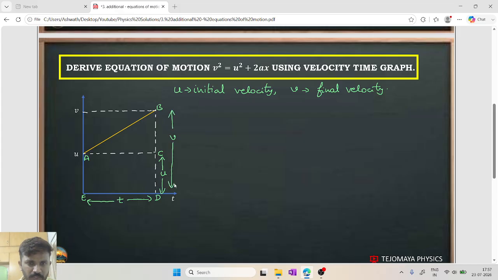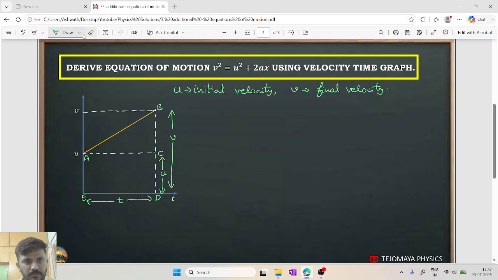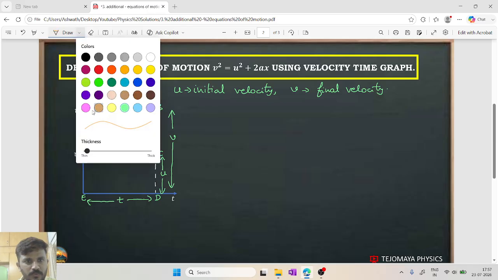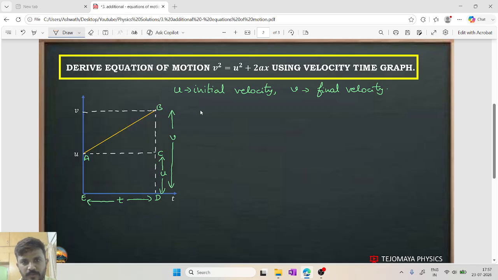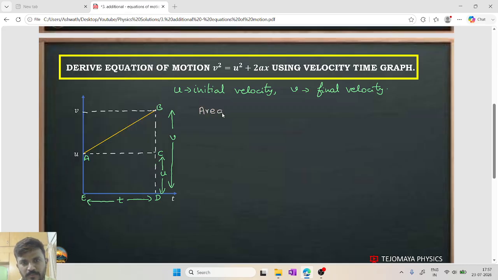Here I need to find that the velocity squared is equal to the initial velocity squared plus 2ax. For that, I'm going to use this. We know that the area under the velocity time graph gives displacement, right? So let me use that here. The area under the velocity time graph is equal to displacement.